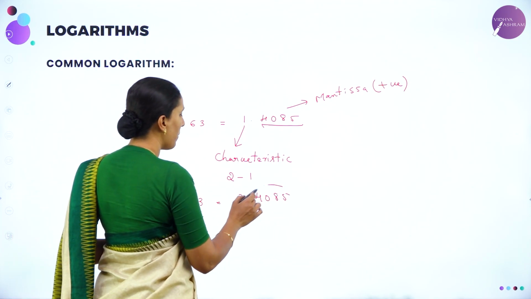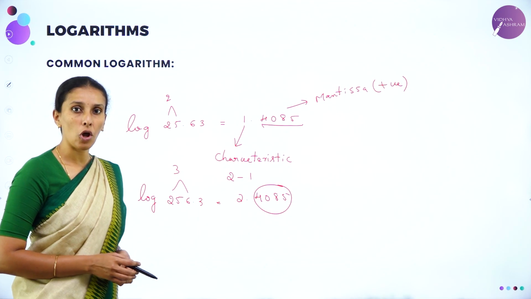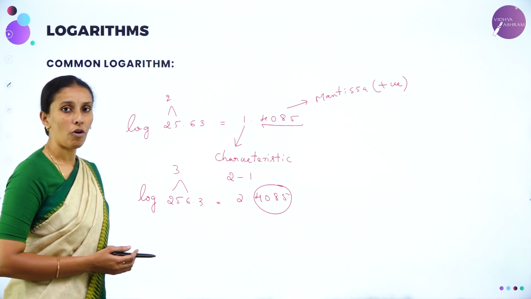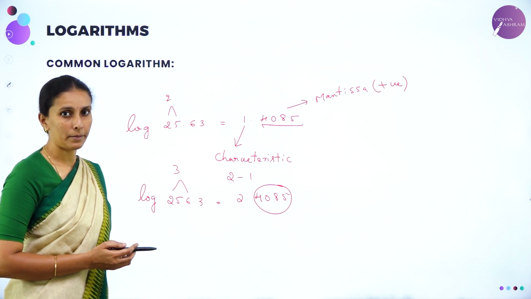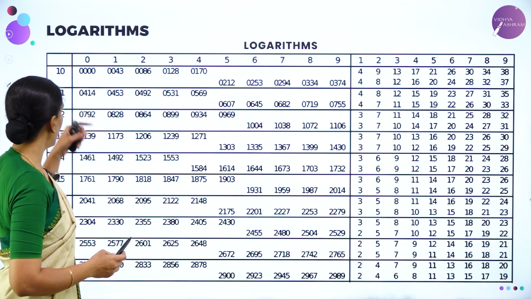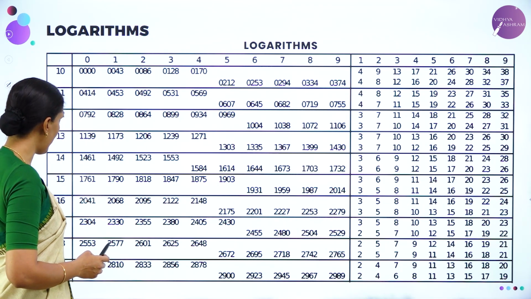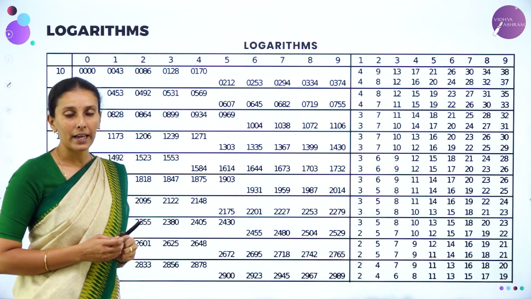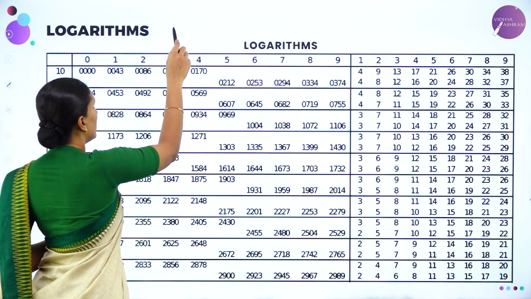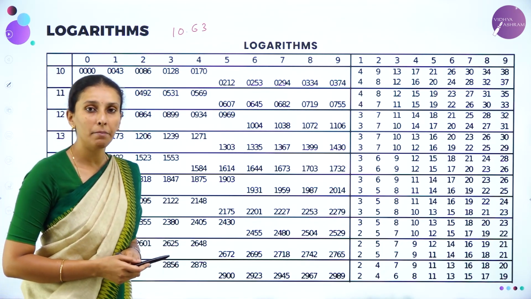Then how to find the mantissa value? The mantissa value can be found using the log table. Let us see how to find the mantissa with the help of logarithmic tables. This is a logarithmic table. We have numbers starting from 10, 11, 12, 13, 14, 15, 16, 17, 18, 19. Now let me take an example here. I need to find the value of 10.63.